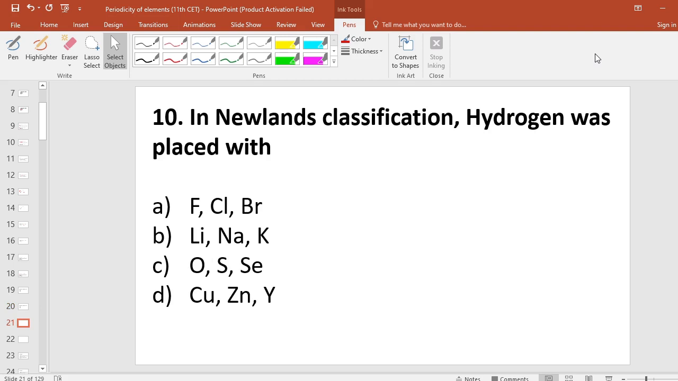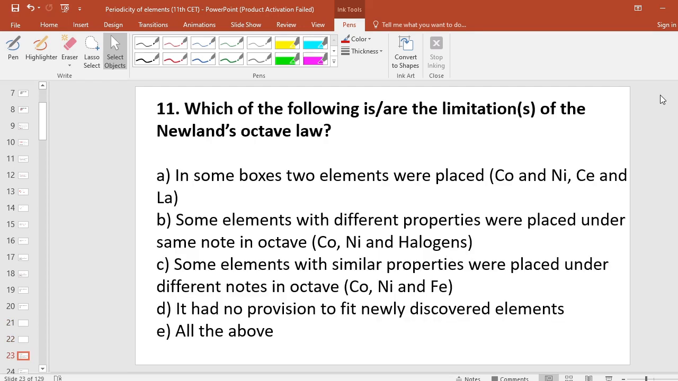Next one, in Newland's classification, hydrogen was placed in which group? Hydrogen was placed with fluorine, chlorine and bromine. Which of the following is or are the limitation or limitations of the Newland's octave law? The answer is all the above.